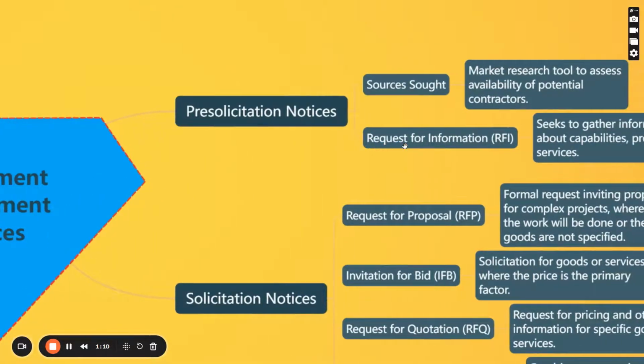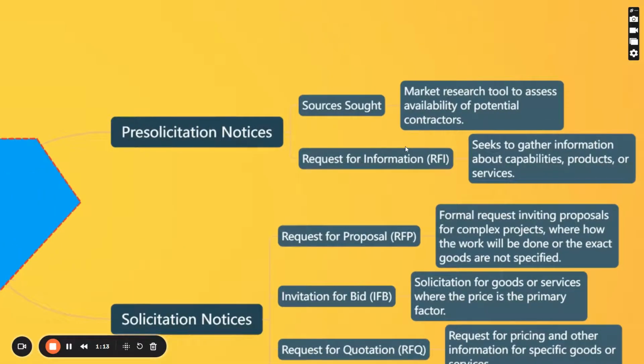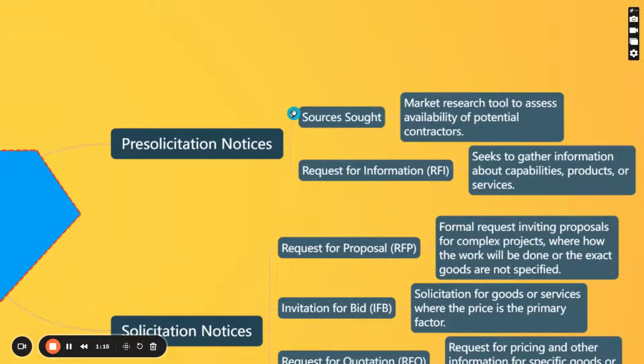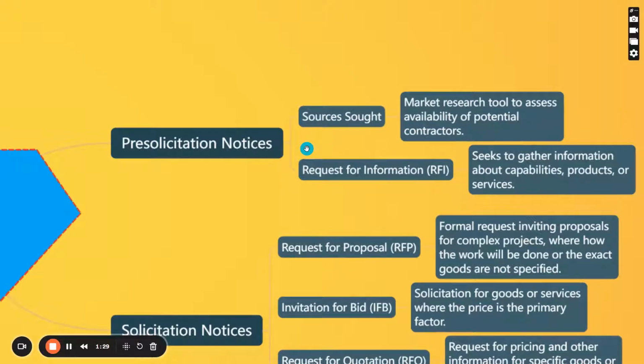Sources sought. I want you to think about sources sought as the government's initial market research. It's a non-committal inquiry to see who is out there and capable of fulfilling a potential need. It's like a preliminary handshake, inviting businesses to express interest and demonstrate their capabilities. Sources sought, remember guys, it's non-committal. The government is only asking for information and they are not ready to make a purchase.